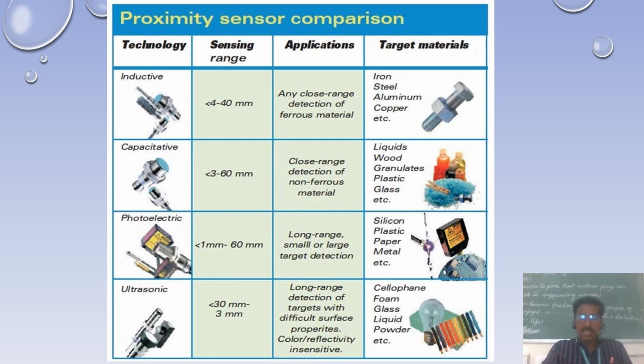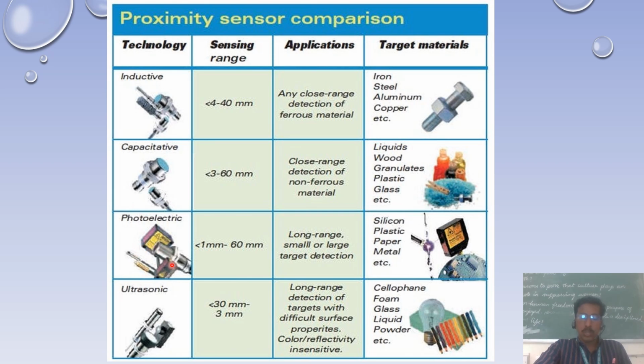Next, proximity sensor comparisons. First, inductive. Its sensing range is 4 to 40 mm. Applications: close range detection of ferrous material. Target materials: iron, steel, aluminum, copper, and so on. Then capacitive proximity sensors, which range from 3 to 60 mm. They detect non-ferrous material, liquid, wood, granulates, plastic, and glass. So these are the different materials that can be sensed by the particular proximity sensors.